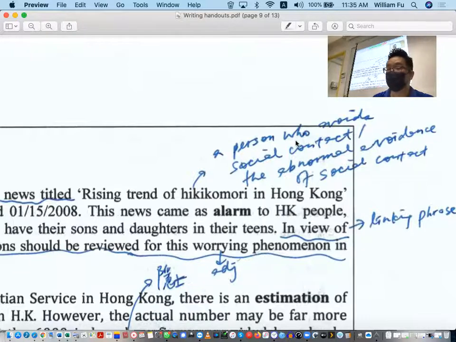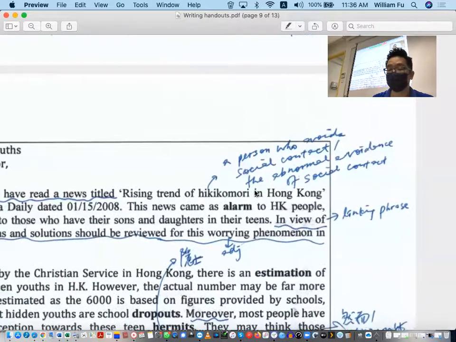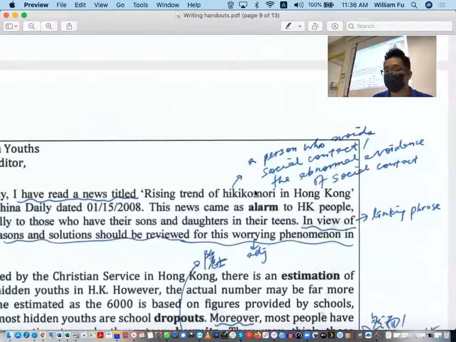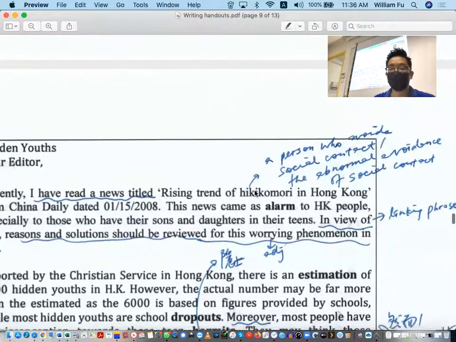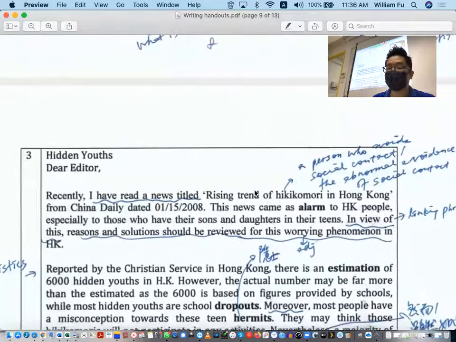You should be careful. Hikikomori means a person who avoids social contact, or the abnormal avoidance of social contact. This is Japanese. The rising trend of hikikomori in Hong Kong. You can copy down the definition if you want. Now, the rising trend of hikikomori in Hong Kong, from China Daily. This news came as an alarm to Hong Kong people, especially to those who have sons and daughters in their teens. In view of this, reasons and solutions should be revealed for this worrying phenomenon in Hong Kong. This part states the purpose of writing, plus a bit of introduction.